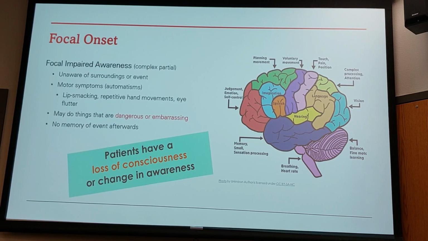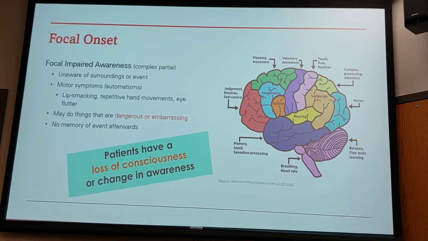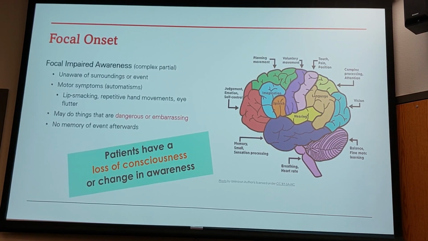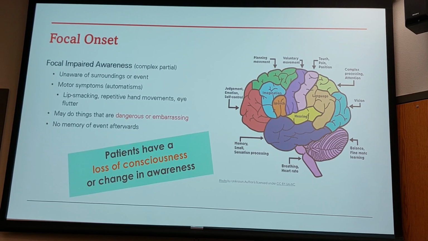So there are some motor symptoms, automatisms, that lip smacking, those fine motor things, that's what those automatisms are. Repetitive hand movements, eye fluttering. This is where, depending on where it is, if it's frontal lesions, they can have this disruptive behavior, dangerous, embarrassing. Some have had seizures where they've removed their clothing. And so if you're out in public and you're just in the middle of the mall, it's really difficult.